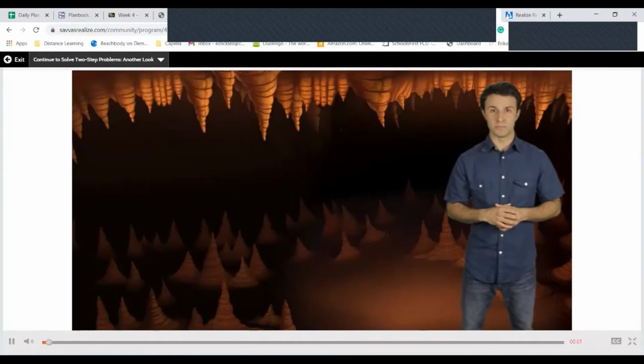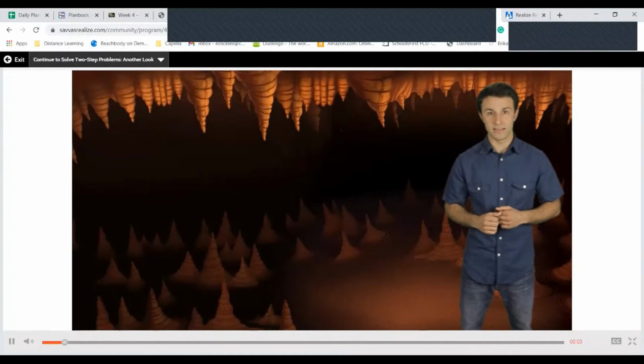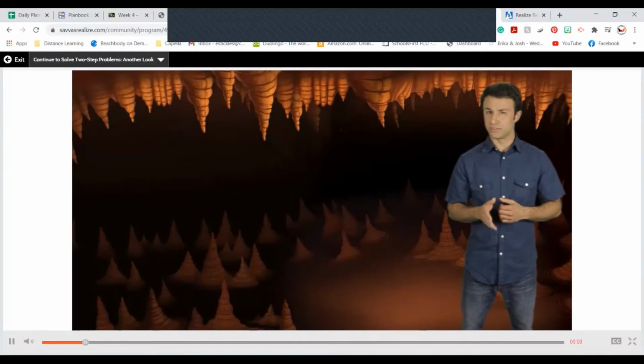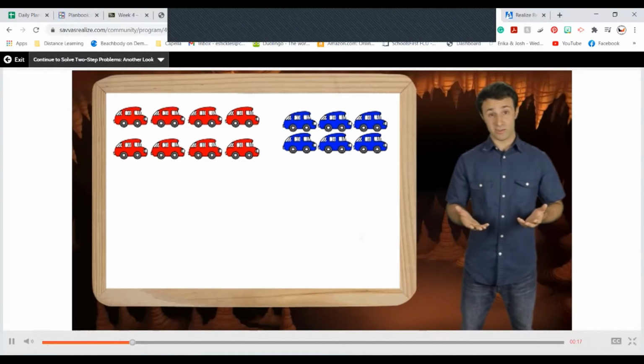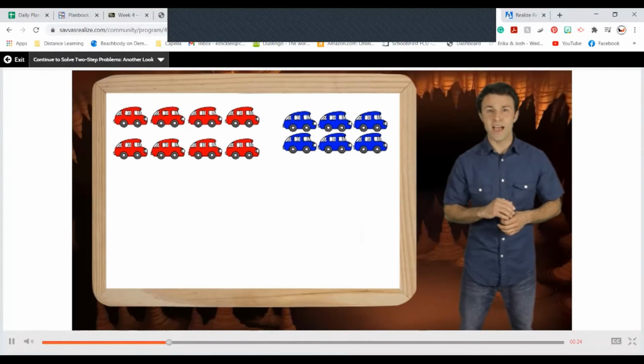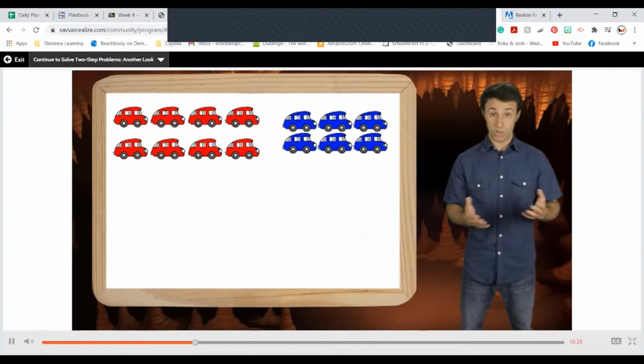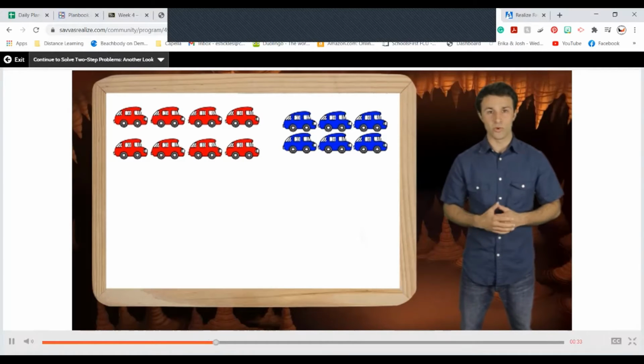A two-step problem. It's exactly what it sounds like. You're given a problem and you solve the first step, and then use that to solve one more step after that. I have 8 red toy cars and 6 blue toy cars. If I give my friend Malcolm 7 toy cars, how many will I have left? That's a lot of information. So what do we have to do here? Let's break this problem up into 2 steps. What's the first step? Let's figure out how many toy cars I had to start with.